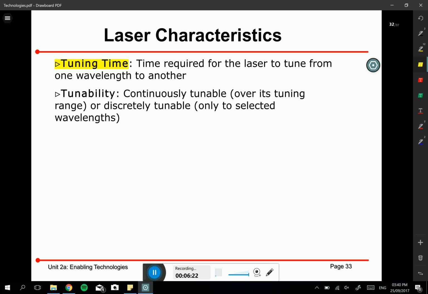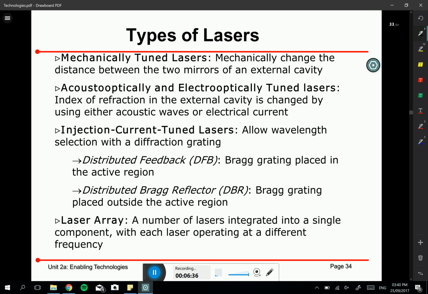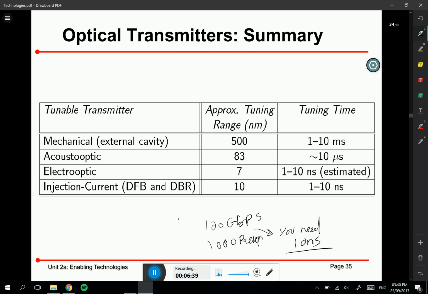Quicker tunable lasers that have lower tuning time typically have also smaller tuning range. So you cannot have both, which was what we saw here. If you have a mechanically tuned laser, then you have a huge tuning range because you're mechanically changing the dimension of the laser. But then you have also a relatively high tuning time.